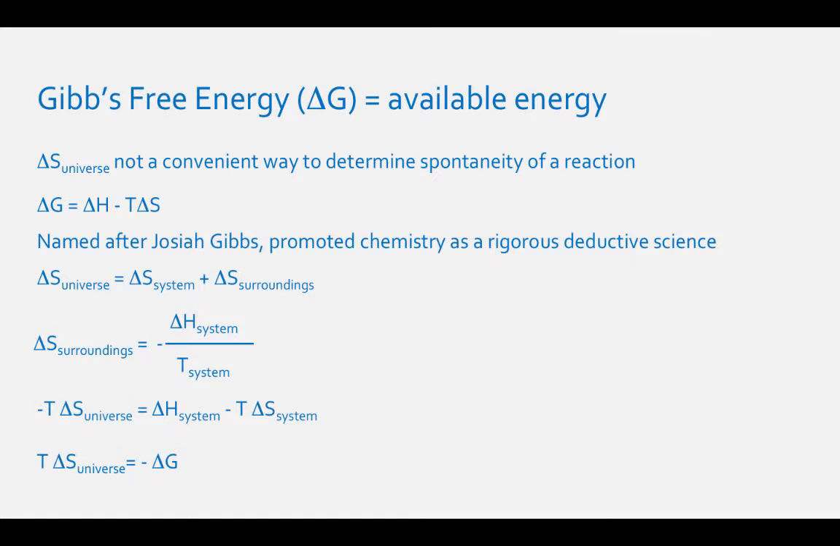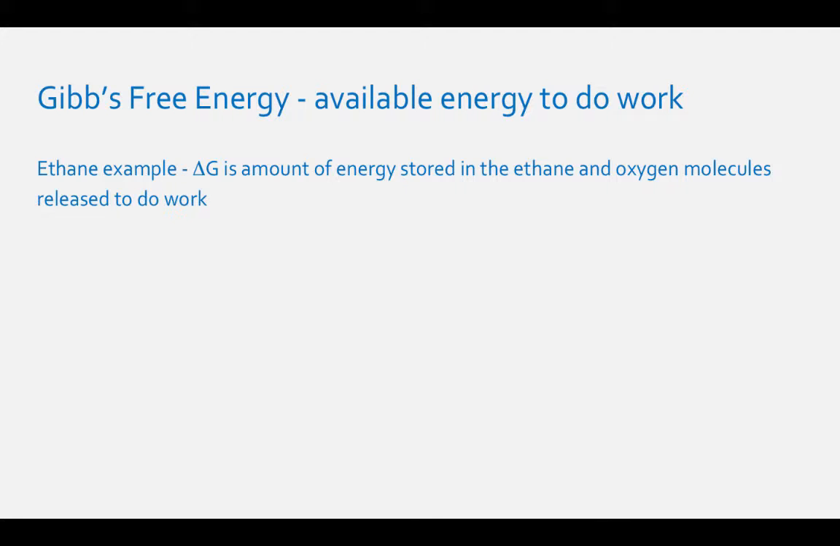Another way to think about Gibbs free energy is that it is the available energy to do work. For our ethane example, the Gibbs free energy is the amount of energy that is stored in the ethane and oxygen molecules ready to be released to do work.